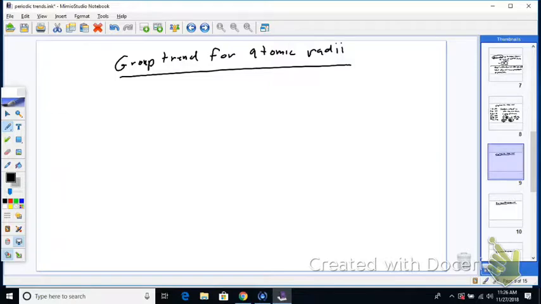What I'd like you to do, only look at the main group elements, groups 1, 2, and then 13 through 18. I want you to go down and pick a group. Okay, somebody pick group 15, somebody pick group 17, somebody pick group 18, and so on and so forth. Go down that group, look at atomic radii, and tell me what kind of pattern or trend you see for atomic radii down a group.